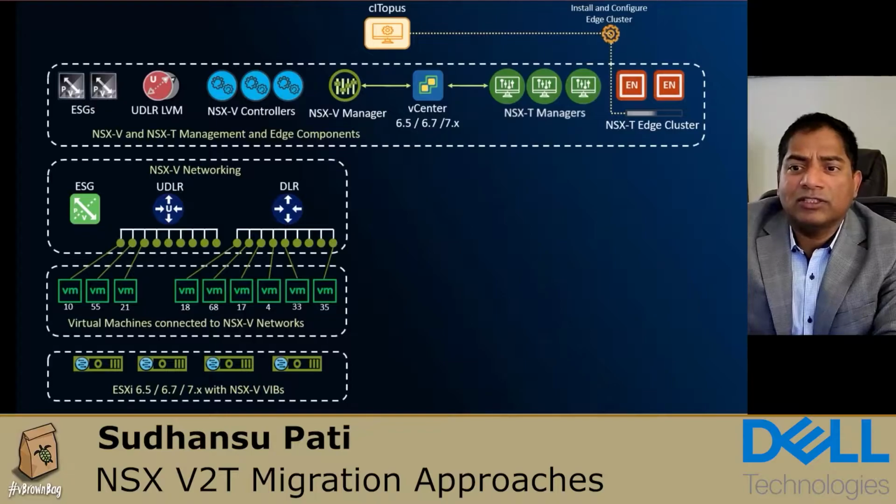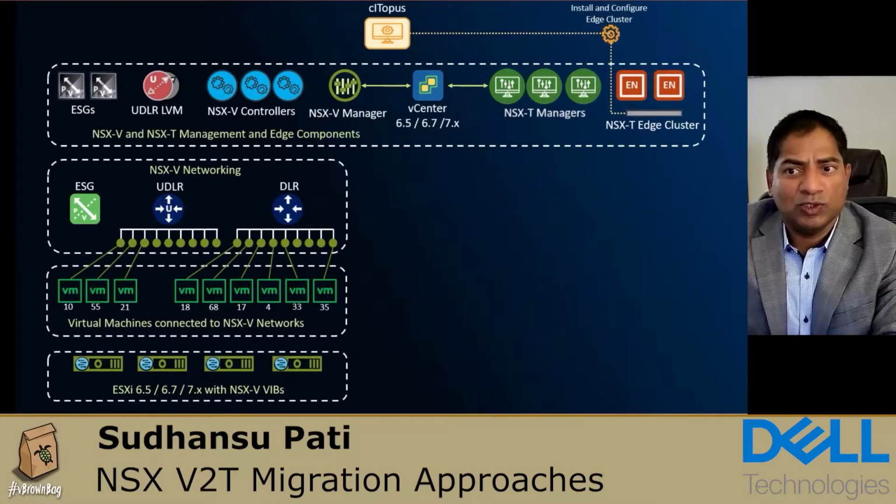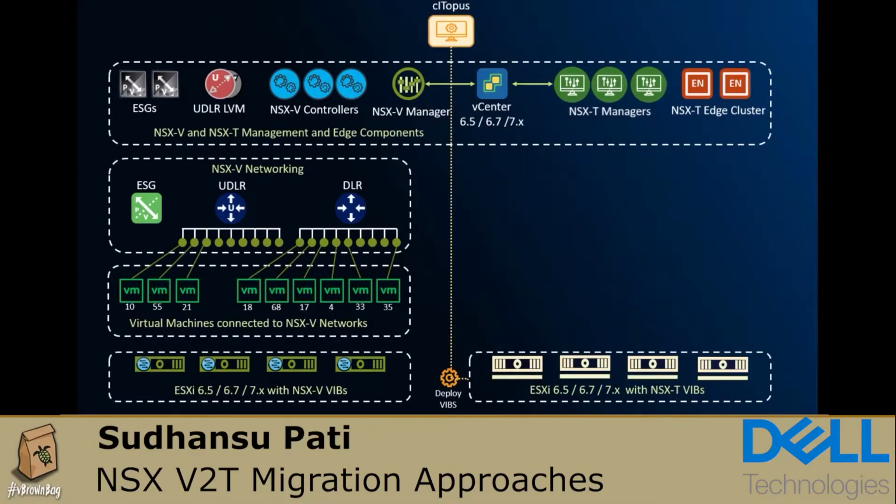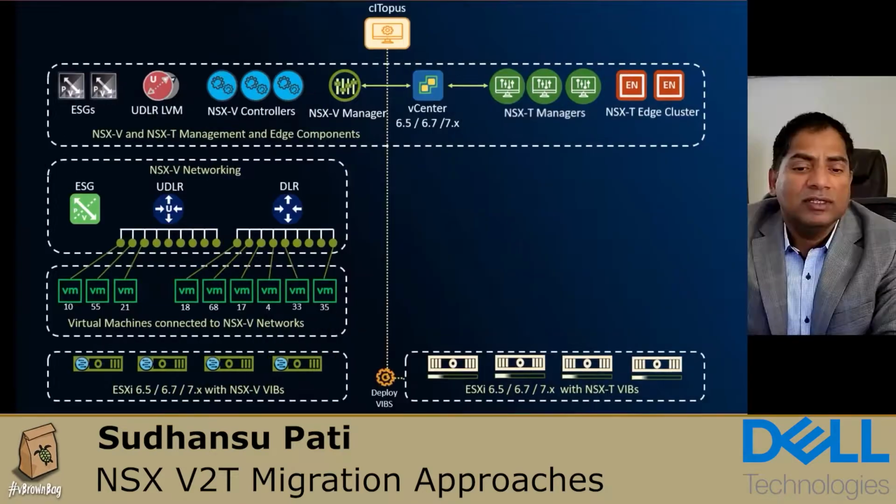An edge cluster can consist of active-standby edge nodes. That is done by cITopus, fully automated. The next thing I need to do is make sure that I configure my ESXi hosts with NSX-T. That process is called the host preparation process. This is a use case where you have like-for-like hardware in the new NSX-T environment to perform the lift and shift migration. The cITopus install utility will install all the VIBs to all ESXi hosts in the NSX-T environment simultaneously. After that is done, you can see NSX is fully loaded onto the ESXi hosts.